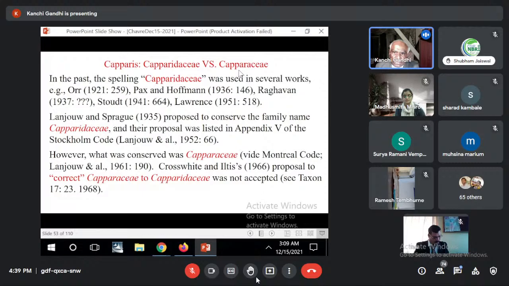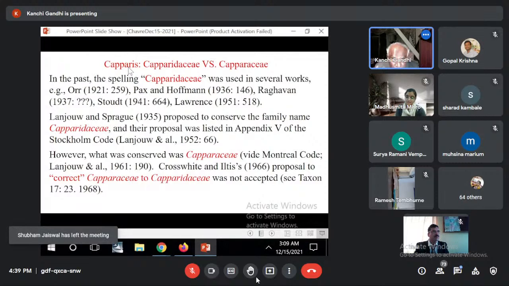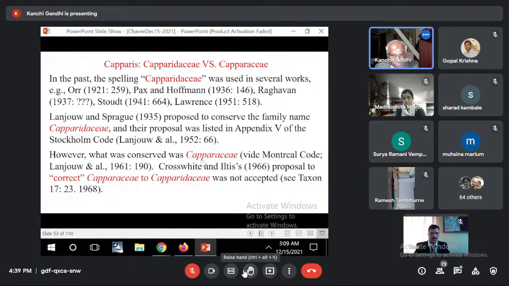the genitive form of Capparis may be Capparis itself, or it may be Capparidis. If it is Capparidis, then the family name is Capparidaceae. If it is Capparis itself, then the family name is Capparaceae. Finally, in 1961, the botanical code settled, well, the accepted name is Capparaceae. So some people are not happy about it, but they have to go with the majority.